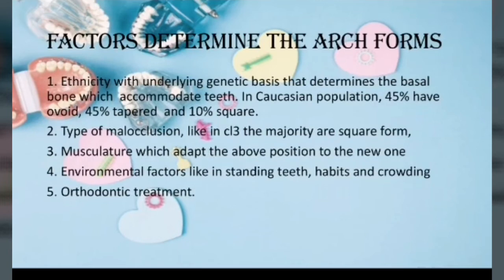Factors determining the arch forms. Ethnicity, with an underlying genetic basis that determines the basal bone which accommodates teeth. As an example, in the Caucasian population, 45% have ovoid, 45% tapered, and 10% square. Also, the type of malocclusion, like in Class 3, the majority are square form. Musculature, which adapts the above position to the new one. Environmental factors like standing teeth, habits, and crowding. Orthodontic treatments.